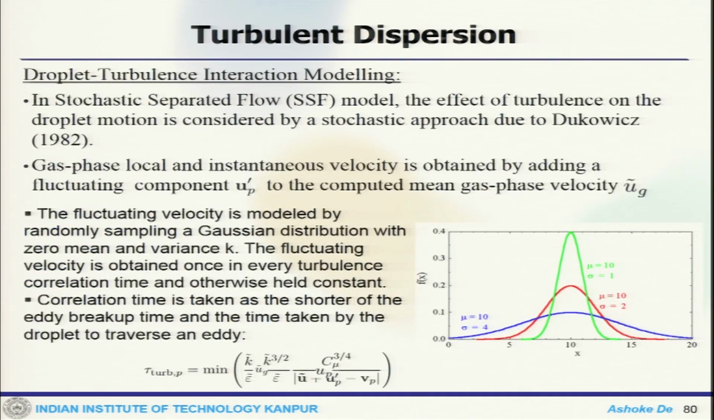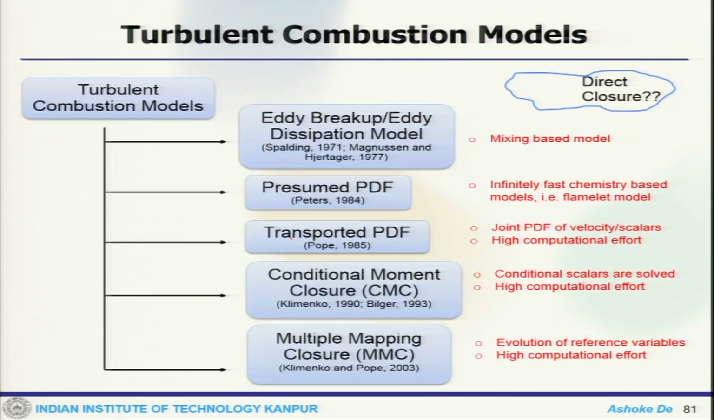Now, the important thing is the interaction between droplet and turbulence. In the stochastic separated flow model, or SSF model, the effect of turbulence on droplet motion is considered by a stochastic approach, by decoupling. Then the gas phase local and instantaneous velocity is obtained by adding the fluctuation component. So, then you can see how this turbulent time scale is estimated. It is assumed by randomly sampling a Gaussian distribution and then calculated.